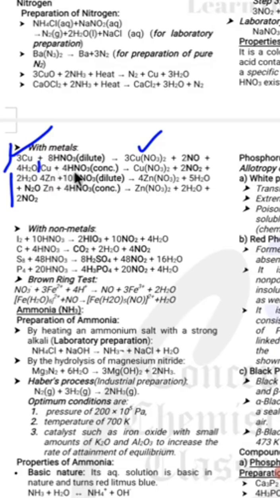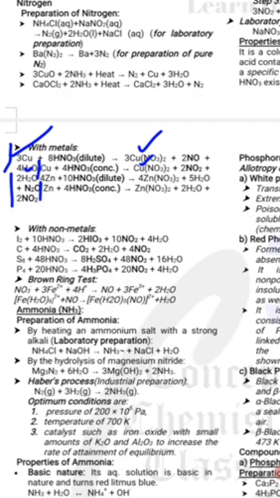Copper and concentrated HNO3, this is the second reaction. The second reaction starts from here, the first reaction ends here. Copper nitrate and water with concentrated HNO3, also again copper nitrate and water. This is the third reaction, which starts from here. Now with zinc, dilute HNO3 reacts to form zinc nitrate and water along with one.